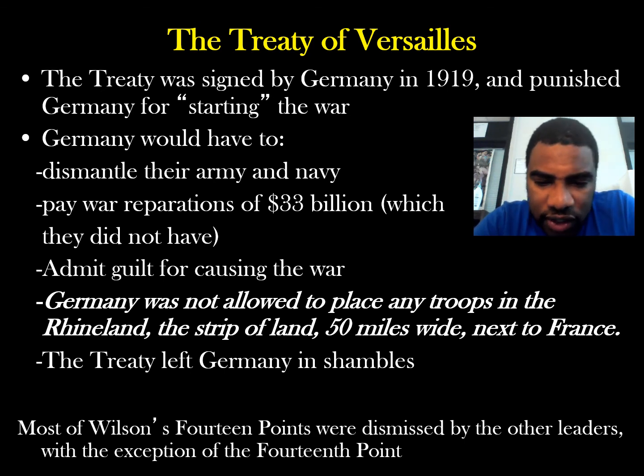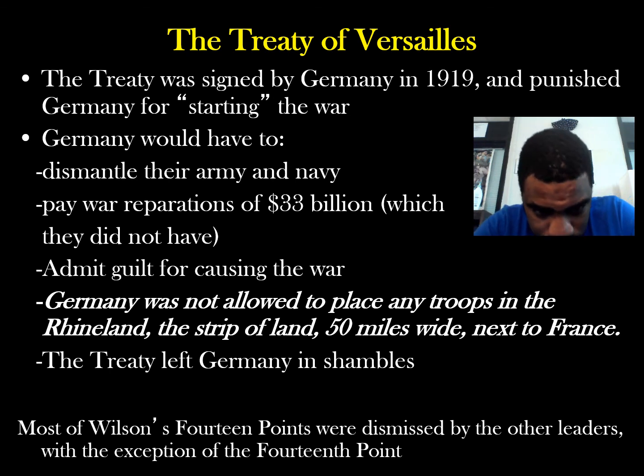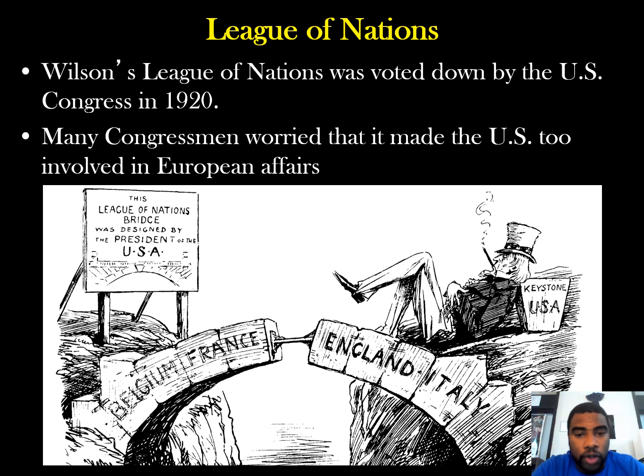Most of Wilson's 14 points were dismissed by the other leaders. All right, Wilson's League of Nations was voted down by the U.S. Congress in 1920. Many congressmen worried that it made the U.S. too involved in European affairs.